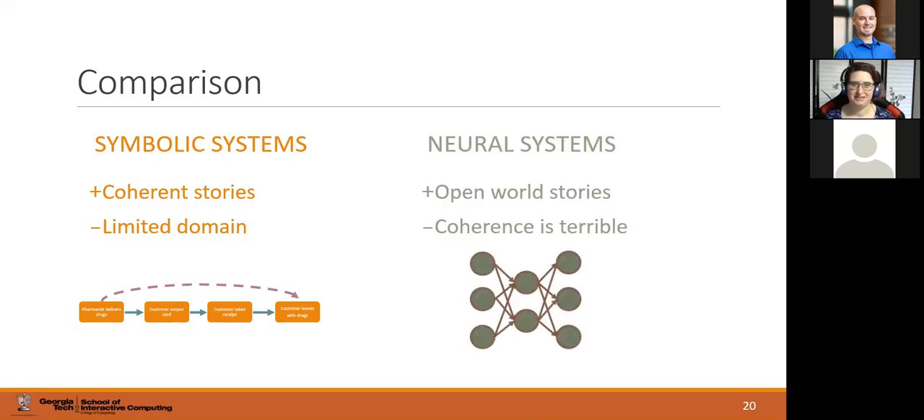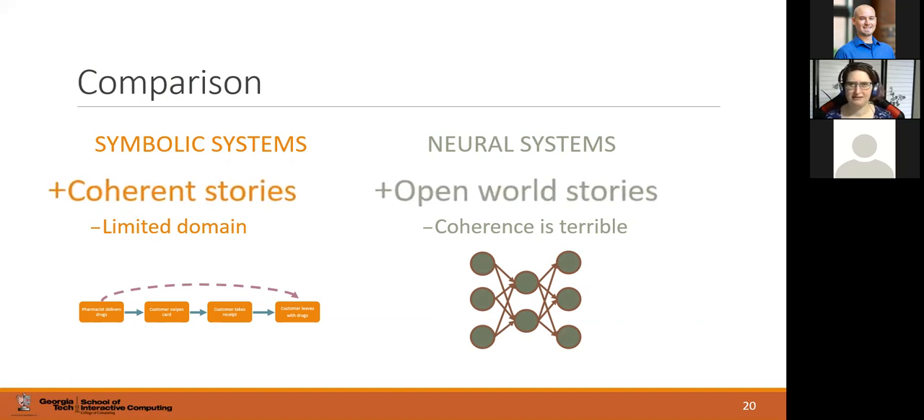To compare these two types of systems, symbolic systems are really coherent, but they have limited domain, whereas neural systems can create these open world stories, but the coherence is terrible. And you might be saying, you might be comparing the sequence to GPT, and while GPT does create more fluent text, it still loses coherence over time. Anyway, wouldn't it be great if we could have stories that are both coherent and open world?